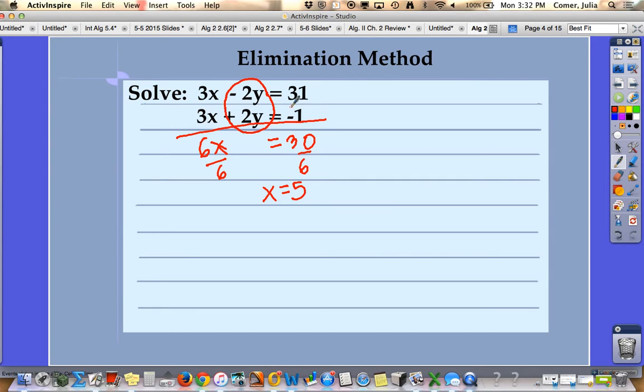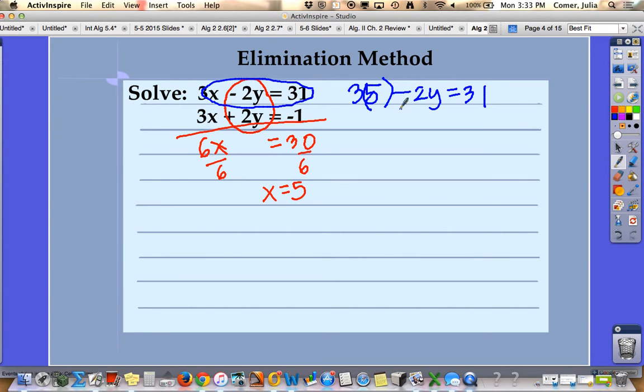And when I have that, then I'm going to pick one of my equations to plug this back into. It doesn't matter which one, but it has to be one of my originals. So I'm going to pick this top one right here, and you can pick the bottom one, it doesn't matter. So when I pick the top one, I'm going to rewrite it on the side here, 3x, but instead of the x, I'm going to write a 5. So 3 times 5 minus 2y equals 31.